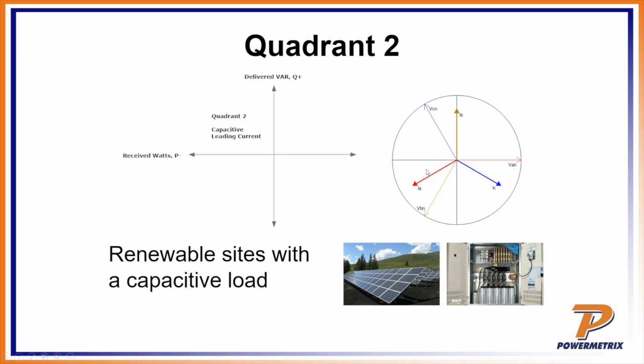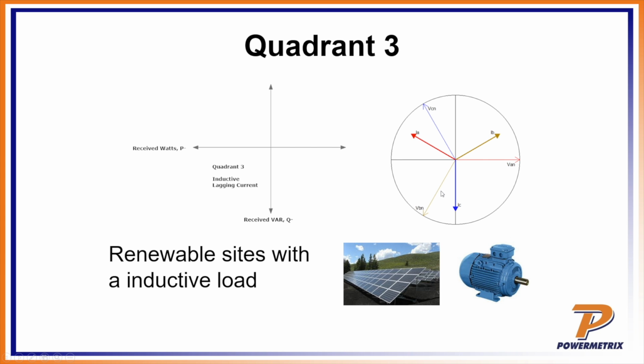And since it's a leading current, that means it's going to be moving in a counterclockwise direction. And so that's true for each of these three phases, is what we see. If we move to quadrant 3, we still have negative watts, received watts, and so we're still on a renewable site, but we've now gone from a capacitive load to an inductive load. So let's say we put a motor online, and so we basically swamp out that capacitance with enough inductance that our vectors have now moved in the opposite direction.